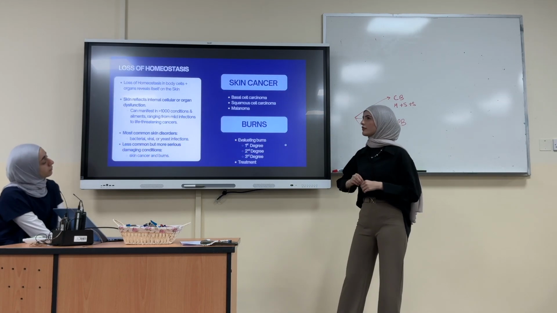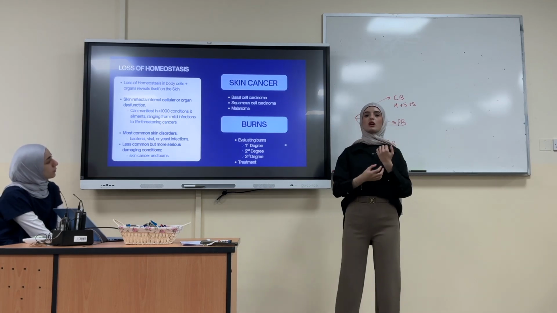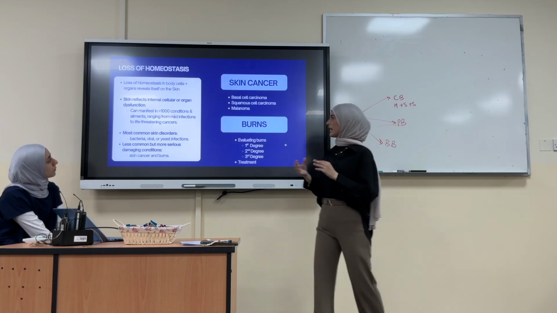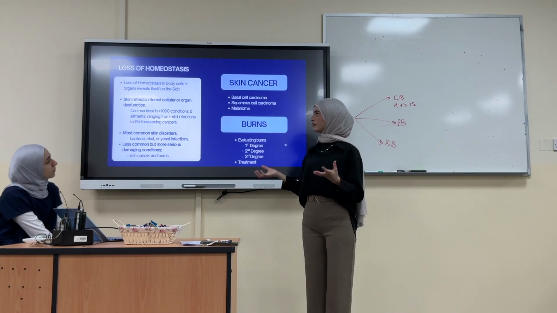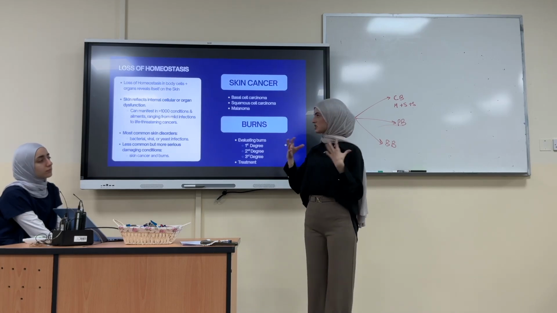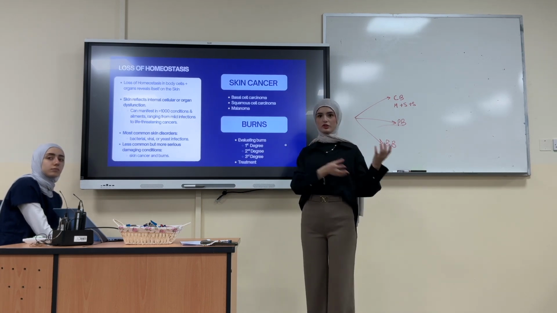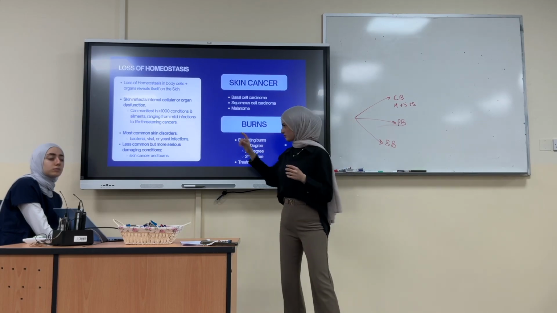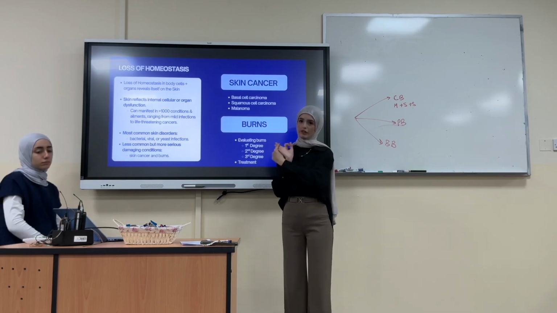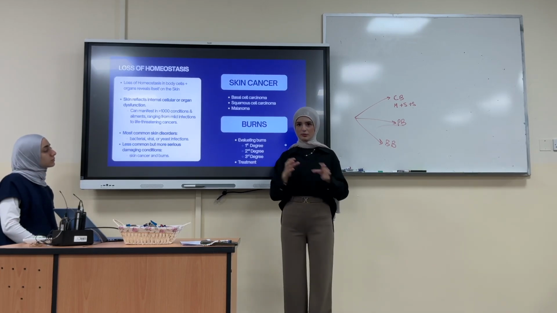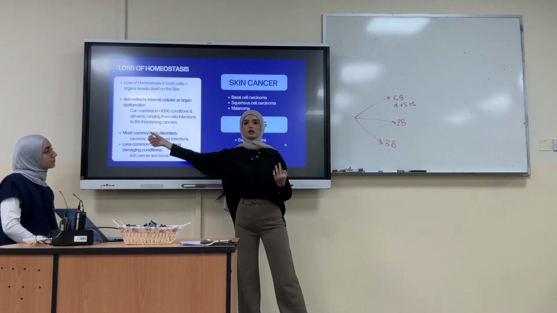Okay. If we have a loss of homeostasis in body cells or in other organs, that can show up on the skin. And the skin can manifest a bunch of ailments, ranging from non-life-threatening infections to life-threatening cancers. But the most common skin disorders include bacterial, viral, and yeast infections. The less common, but more severe and more dangerous, are what? Skin cancer and burns. And that's what we're going to discuss right now.